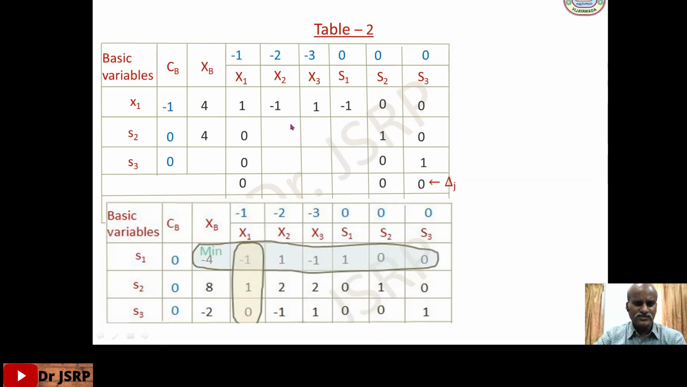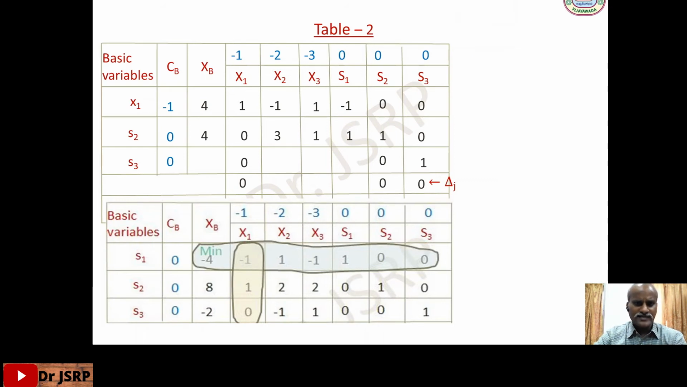To calculate this value, consider this value 2, 1. Replace 2 here, 1 here. So 2 plus 1 into 1, 2 plus 1, 3. This is 3. To calculate this value, replace 2, minus 1: 2 plus 1 into minus 1, 2 minus 1, 1. To calculate this value, replace 0, 1: 0 plus 1 into 1, that is 1. Okay, this is the second row calculation.